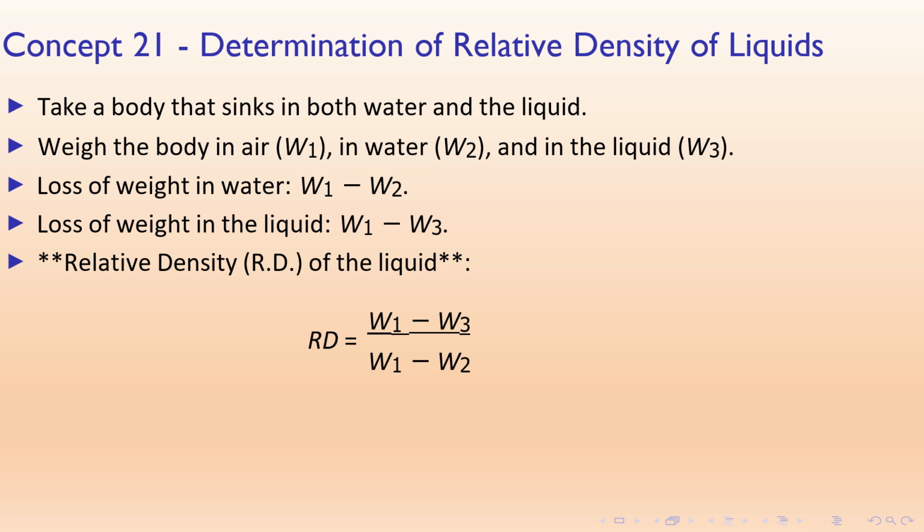Let us assume the weight of the body in air is W1, in water is W2, and in liquid is W3. Now the loss of weight in water is given as W1 minus W2, and in the same way the loss of weight in liquid is given as W1 minus W3. Here W1 is constant in air, and the relative density, that is the weight lost in water by the weight lost in that liquid, is given as (W1 minus W3) by (W1 minus W2), which is nothing but the relative density of that liquid.